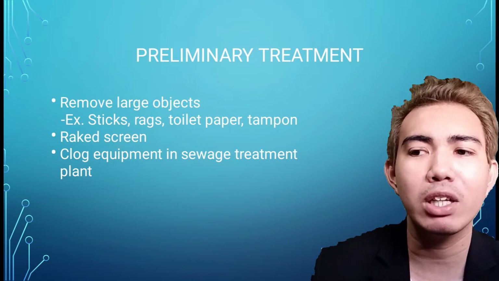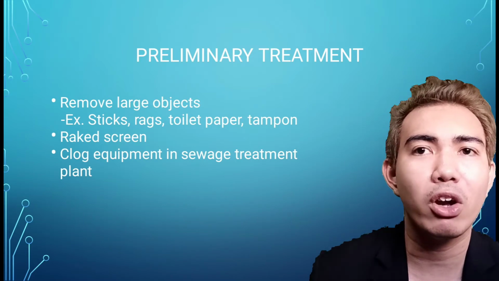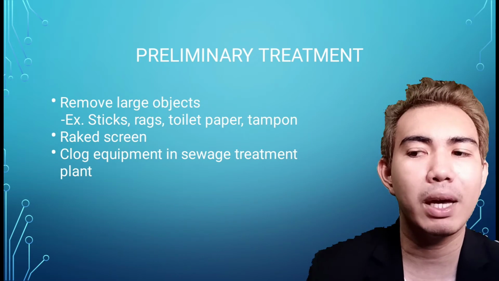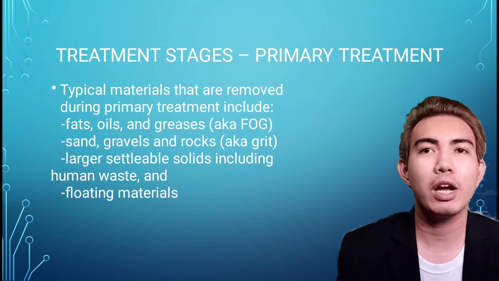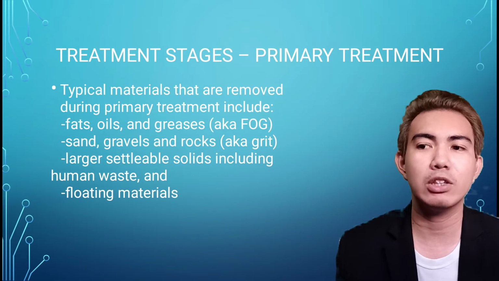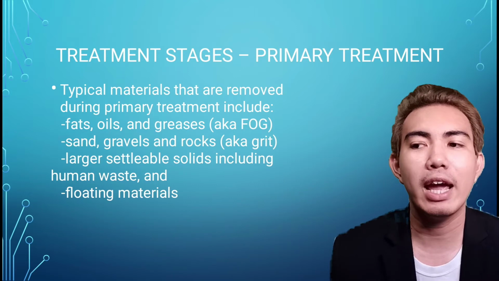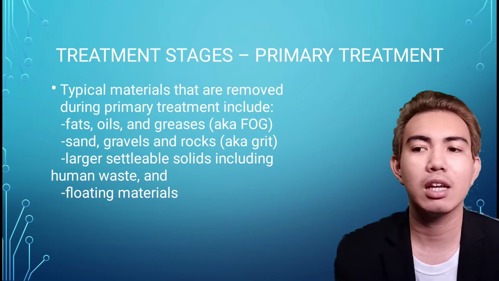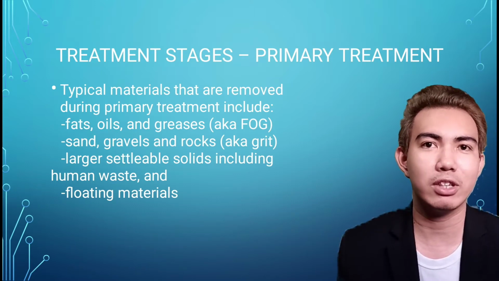We have the primary treatment: remove large objects, for example sticks, rags, toilet paper, tampons. Rakes and screens clog equipment in the sewage treatment plant. We have the treatment stages. Primary treatment. Typical materials removed during primary treatment include fats, oils, and greases, aka FOG, sand, gravels, and rocks, aka grit. Larger settleable solids include human waste and floating materials.